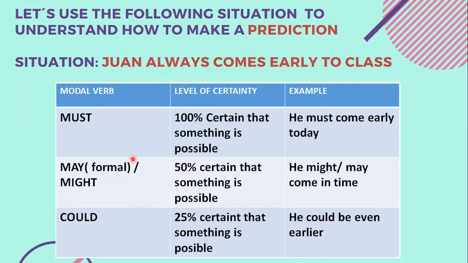You see that we have must, may, might, and could. When we talk about must, we're talking about 100% certainty that something is possible. That means that we are sure or almost sure that something will happen. So we are sure that our prediction will be true.